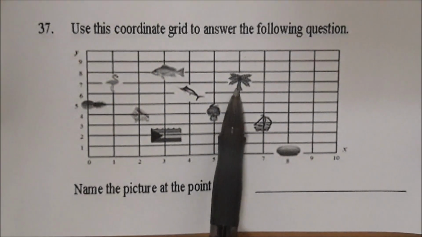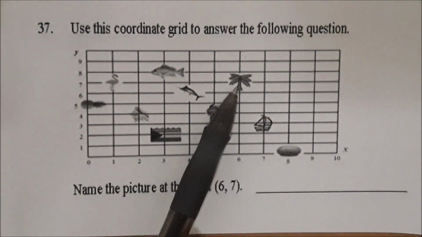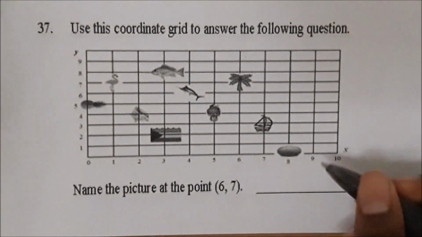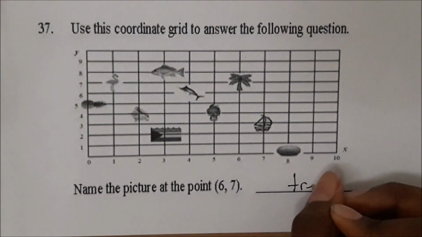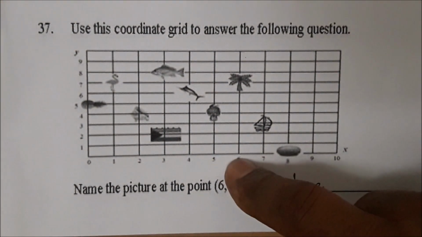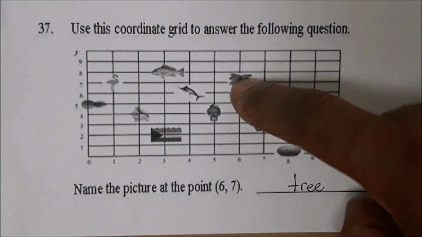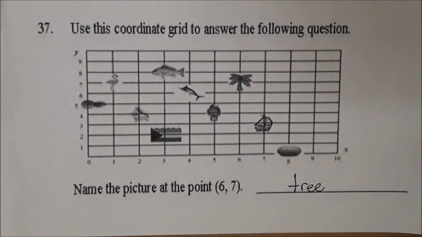6, then go up to 7. Okay, and what do you see there? What picture is that at 6, 7? A tree. Okay, write it. Okay, so remember you look for 6 on the x-axis. That's why you look down here, that's 6. And for 7, you look on the y-axis and see where those 2 lines meet. They meet there where the tree is at, so that's why you put tree for that.